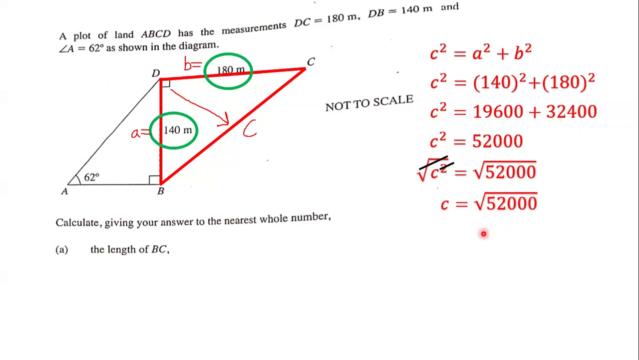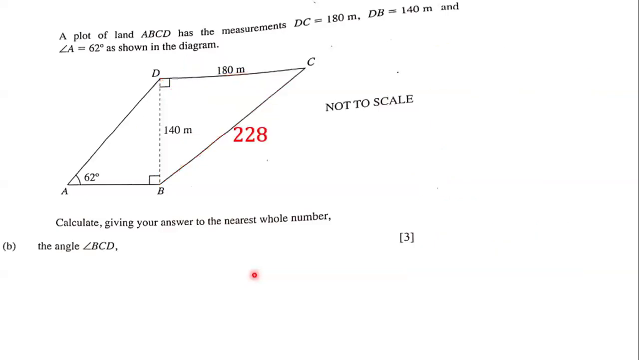What is the square root of 52,000? That's 228.035085. And so that's what we have, but we want to give our answer correct to the nearest whole number. And so we notice that this digit is 0, and since it is less than 5, we cannot round up, and so we just leave it as 228, and that's what BC is. BC is 228. That's the length BC.